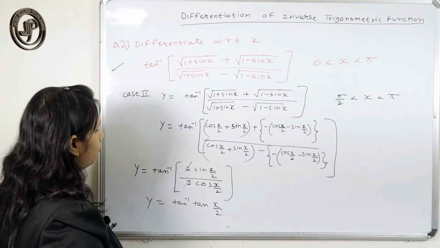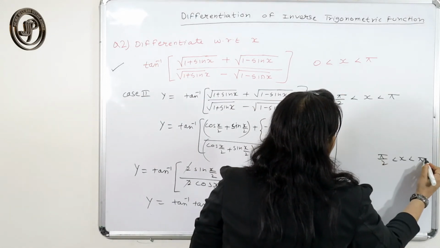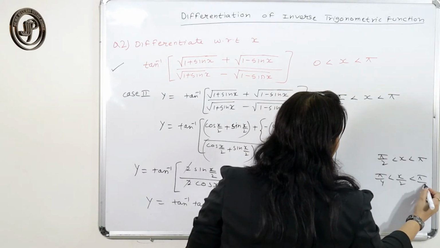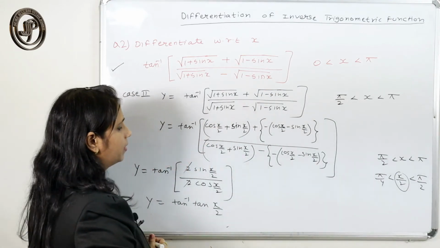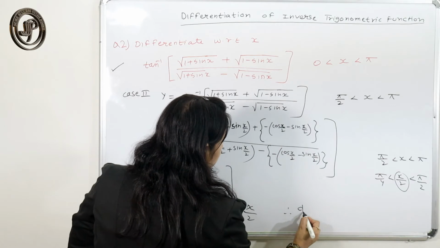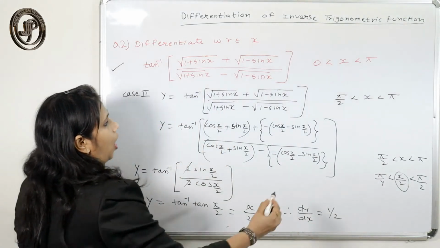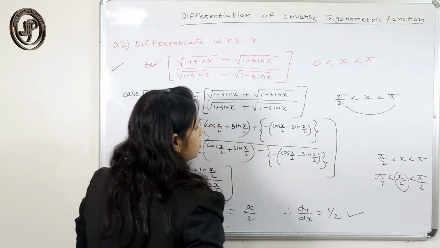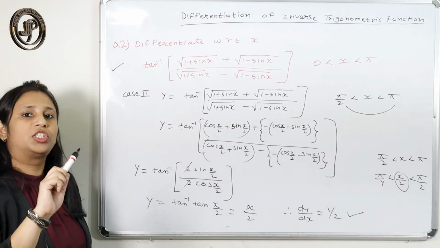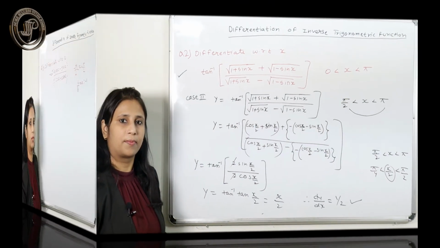So what is the range for x by 2? Pi by 2 to pi. For x, it is pi by 4 to pi by 2, so it comes under the range. So we can write this as x by 2. Therefore dy by dx will be 1 by 2. See how the answer becomes different when you just change the range of x.